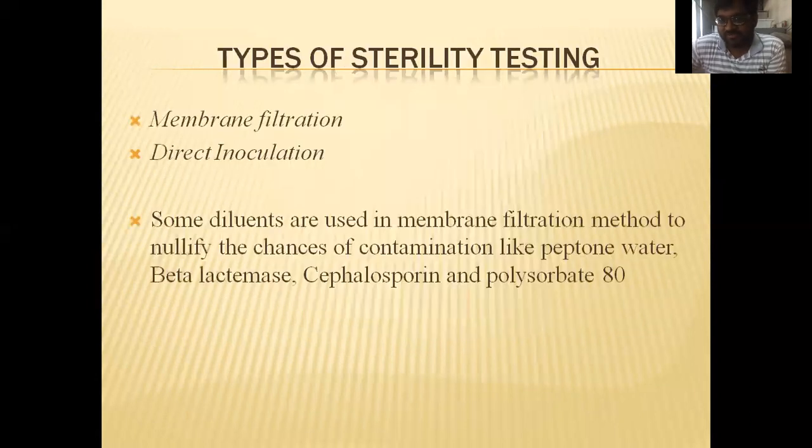Types of sterility testing. There are two types of sterility testing: the membrane filtration method and direct inoculation. This varies depending upon the nature of the product. Some diluents are used in the membrane filtration method to nullify the chances of contamination, like peptone water, beta-lactamase, cephalosporinase and polysorbate 80. If you are using a different product, to nullify the chances of contamination you have to use some diluent. Peptone water is also used.